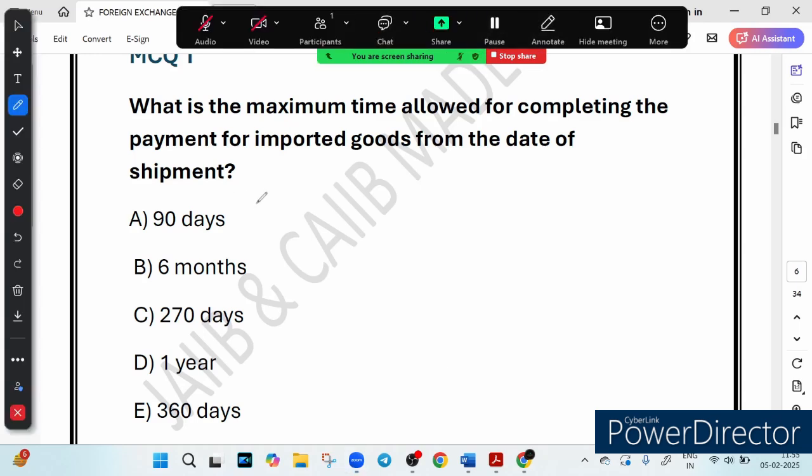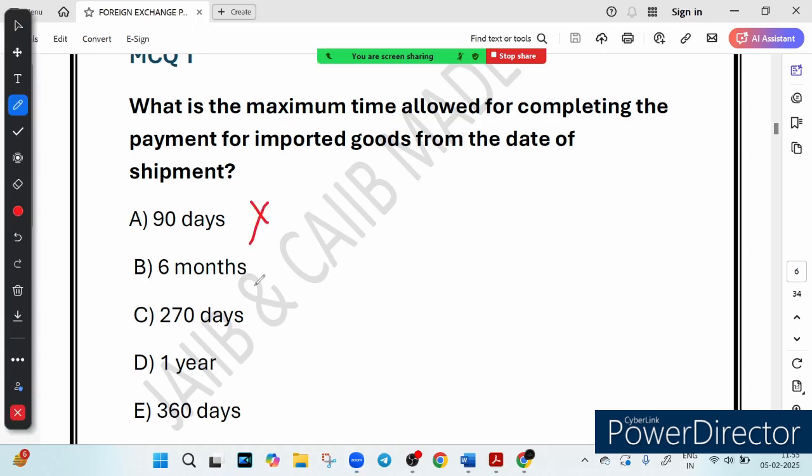Option A is 90 days. This is not entirely correct, because in some special cases payment may be due within 90 days based on the trade agreement. However, the standard RBI guideline allows up to 6 months. For example, if an Indian company imports raw material from China, so this is China and this is India, and their agreement states payment is due within 90 days, right? So they must pay within that time. But the standard payment time is longer.